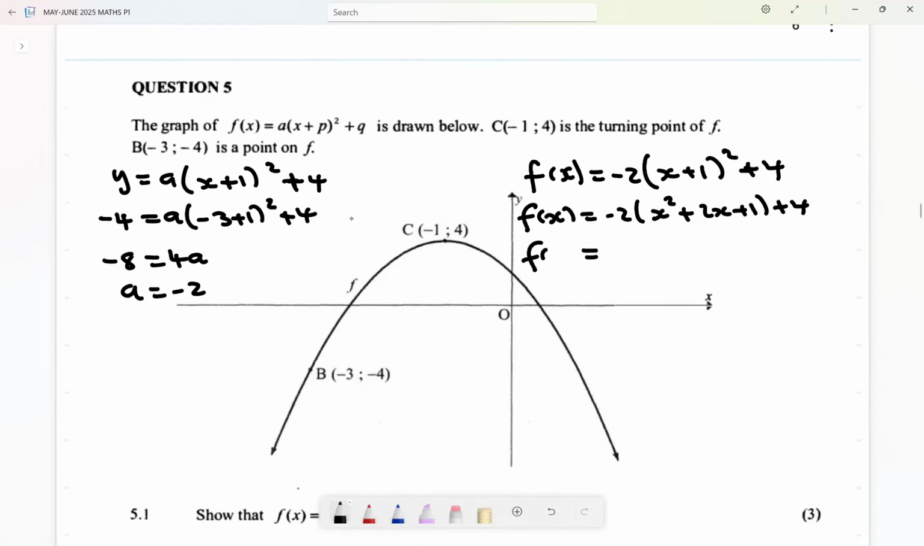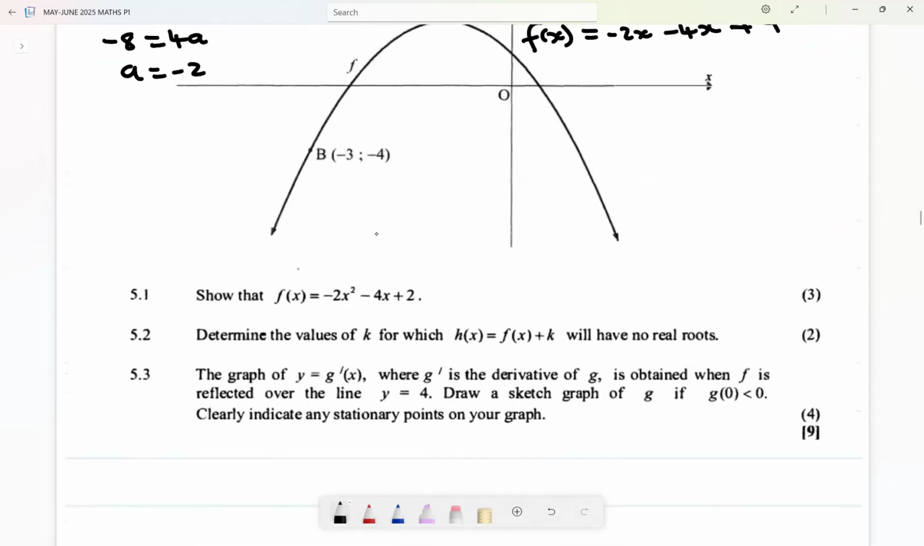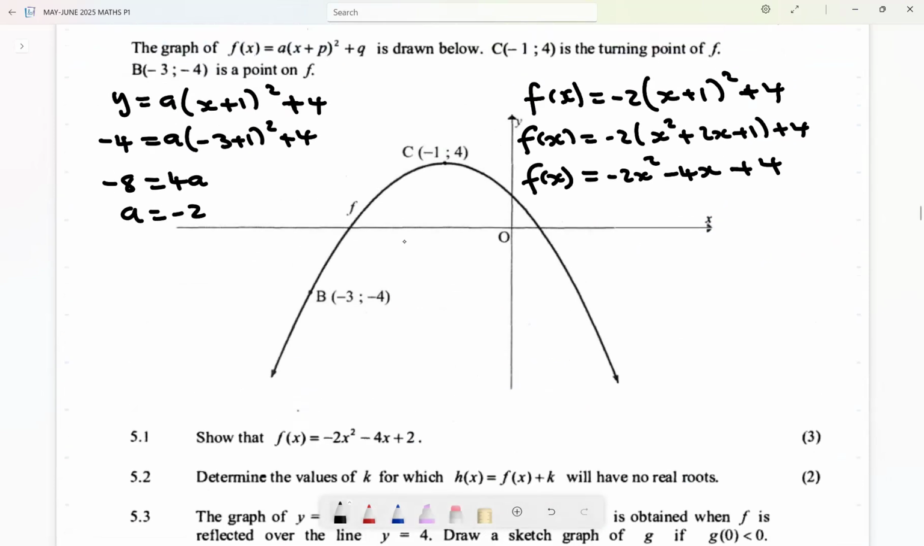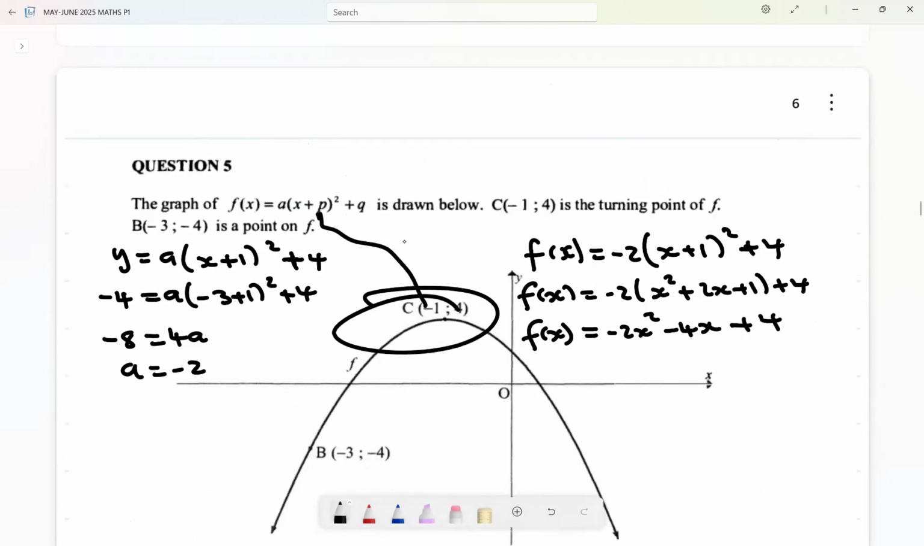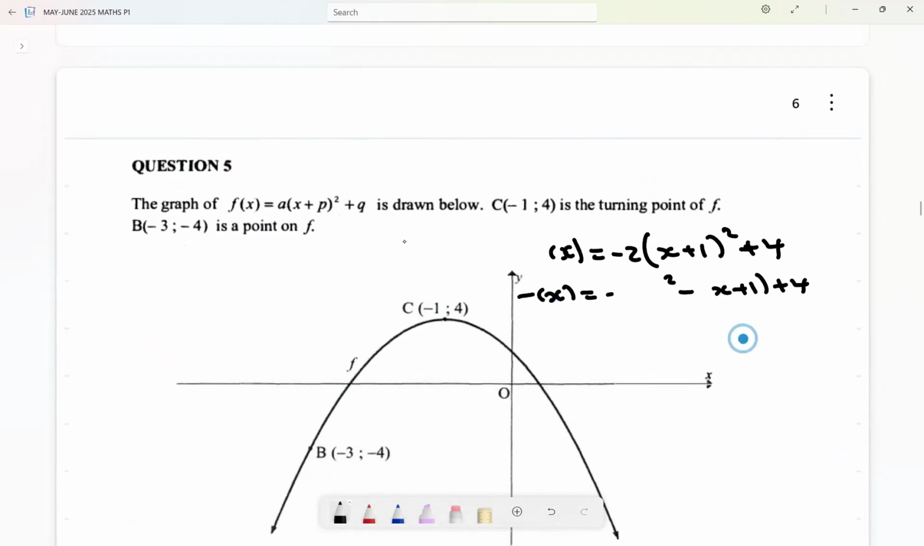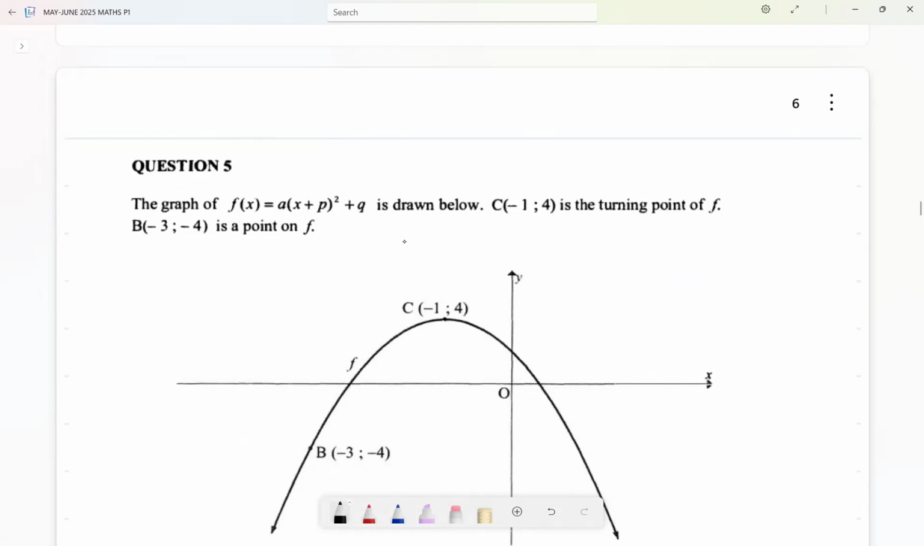And then f of x will just be negative 2x squared. Negative 2 multiplied by positive 2x is going to be negative 4x. Negative 2 times 1 is negative 2, plus 4, which will just end up being plus 2. Is it correct now? Indeed. Can you see? Negative 2x squared minus 4x plus 2. So you just needed to remember that the coordinates of the turning point can be substituted into this equation, then use any other point to find the value of a, and then simplify further. Beautiful questions.